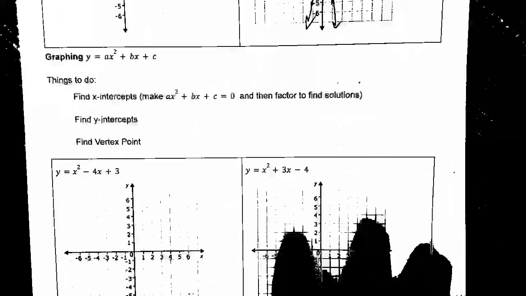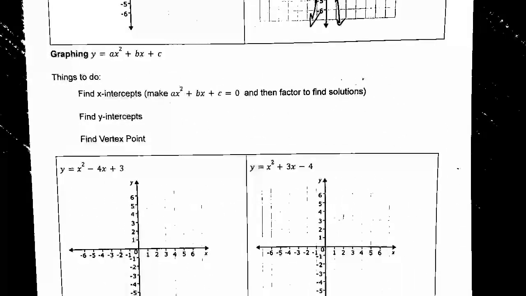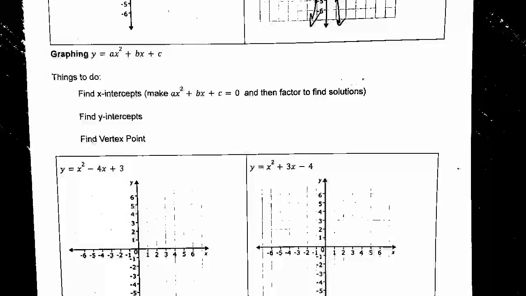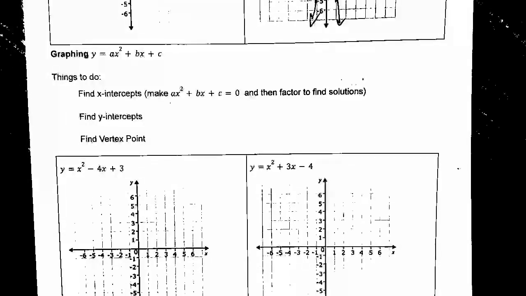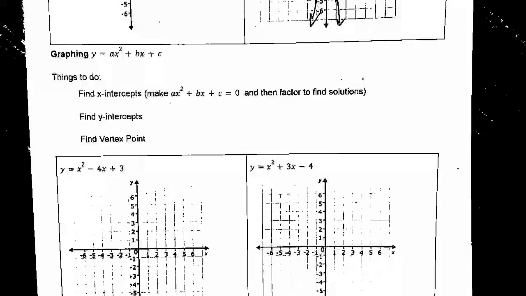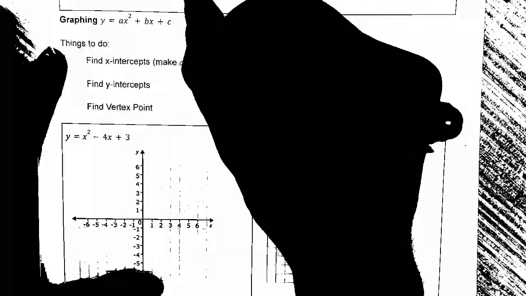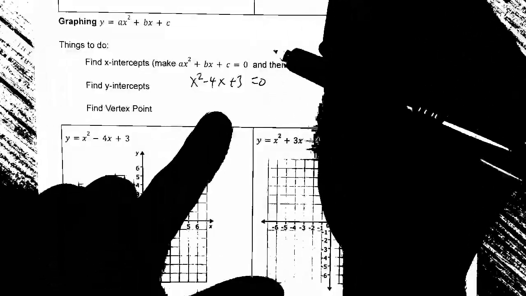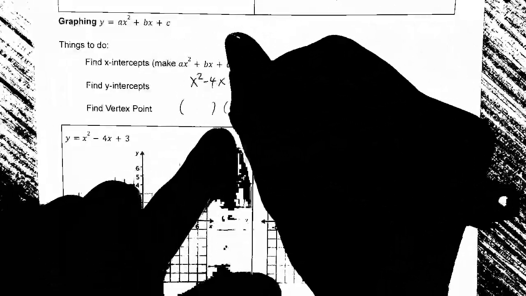Please? Okay. All right. Graphing ax squared plus bx plus c. How do we do this? So, things to do. How do you find the x-intercepts? You set it equal to 0 and factor, right? So for this first one, I'm going to do the first one, and then you need to do the second one by yourself, okay? So the first one, we have x squared minus 4x plus 3 equals 0. Let's factor.